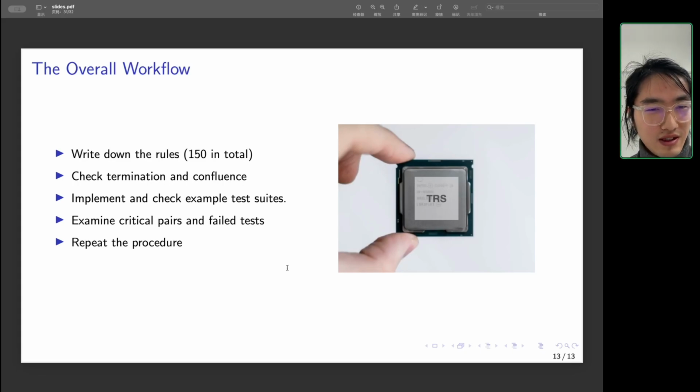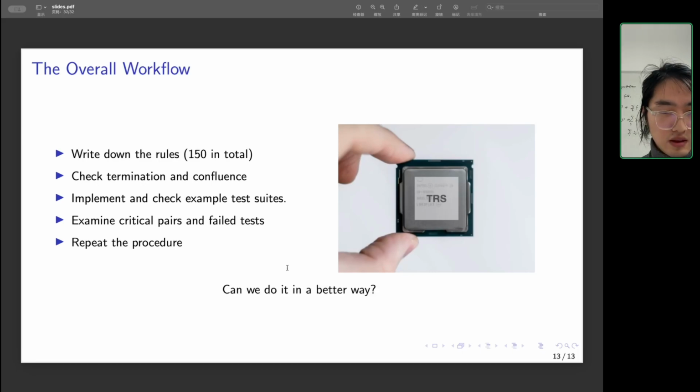I think this is not a sustainable way. I mean, in the future, we will for sure require a decision procedure for a more complicated language. And by then, managing the rules manually is not a promising way. So can we do it in a better way? Can we find the guidance in the labyrinth in a better way? I think this is the next important question.